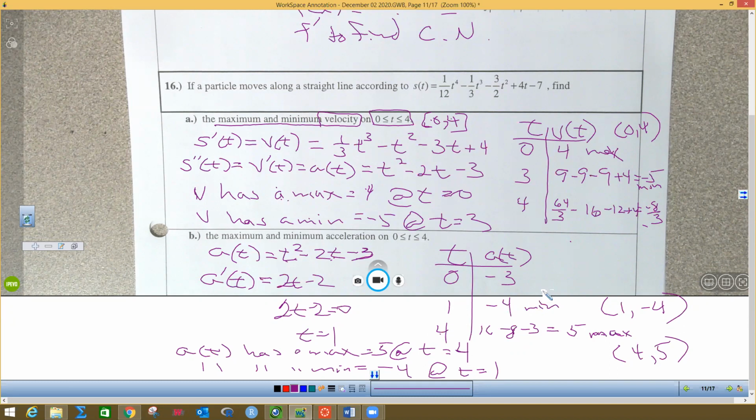I'm still a little confused on 15. Okay, good, because I forgot to film that. So let me put it back up there and go back up there.